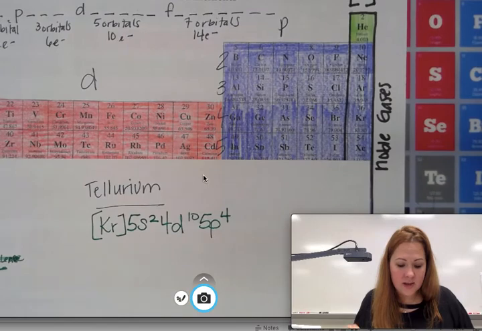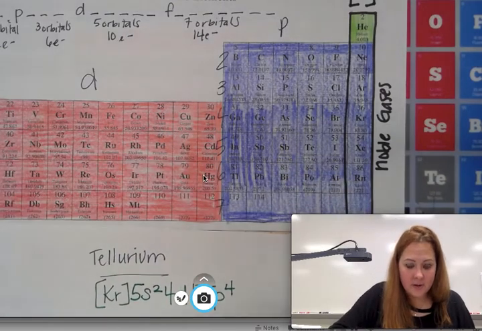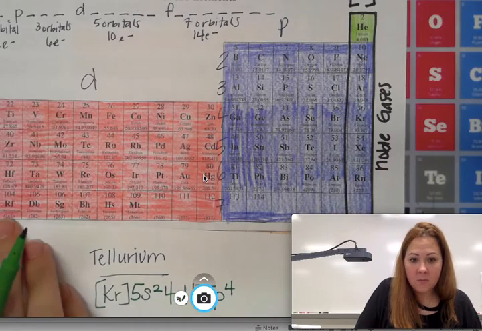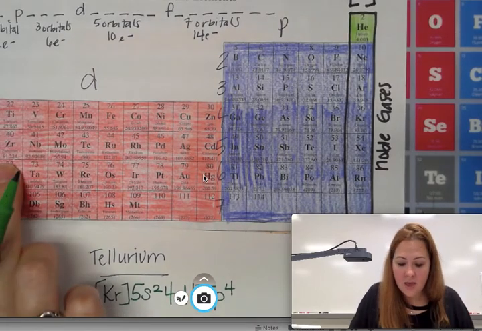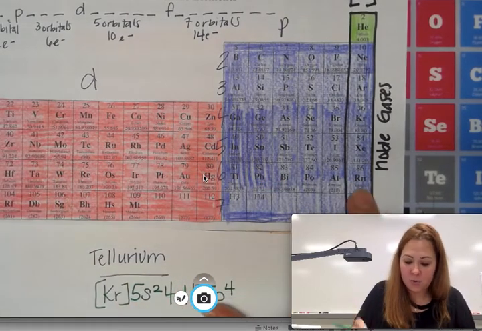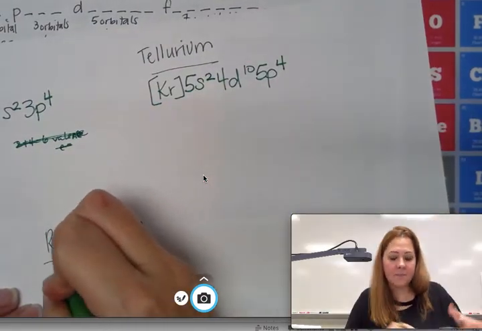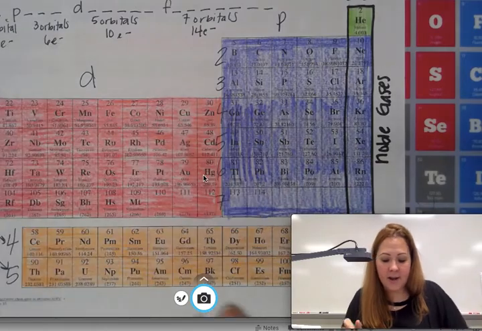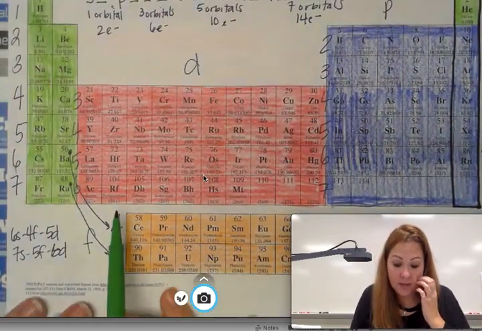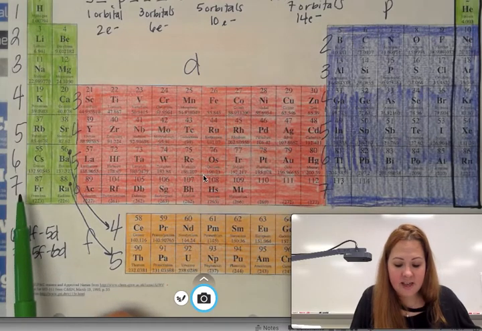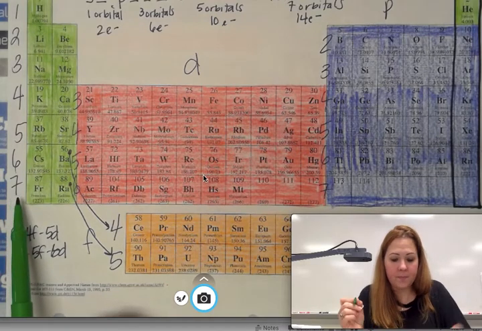My last one that I have is rutherfordium. That's way down here. For rutherfordium, again, I'm going to go up a row to the very end, and I'm going to use radon, Rn. Now I'm going to put that into brackets. When I put radon into brackets, after that, I'm going to go to the beginning of rutherfordium's row. So I'm going to start with 7s2.